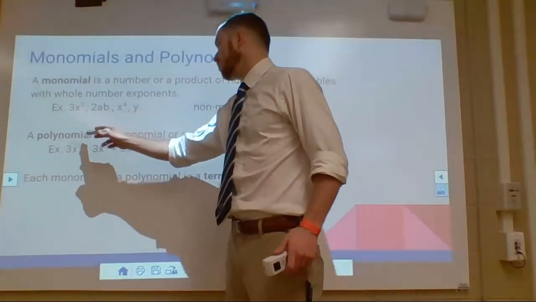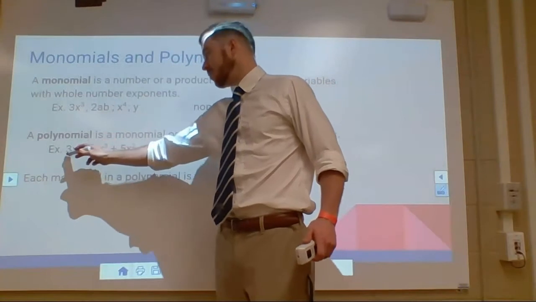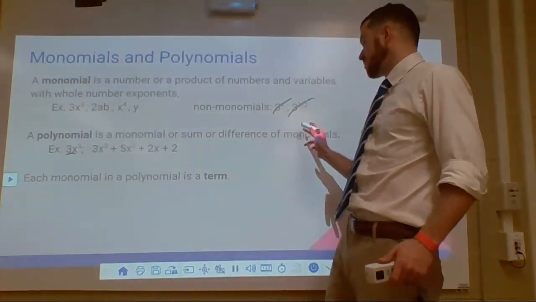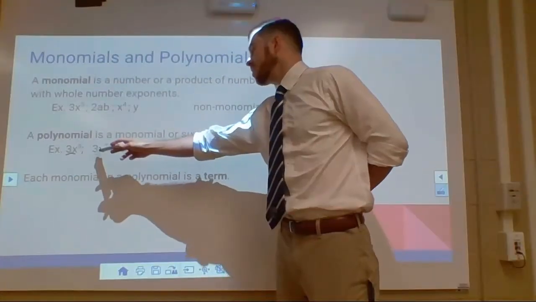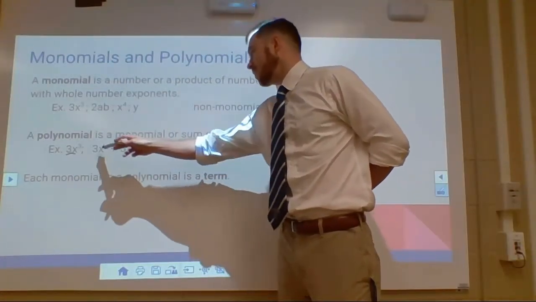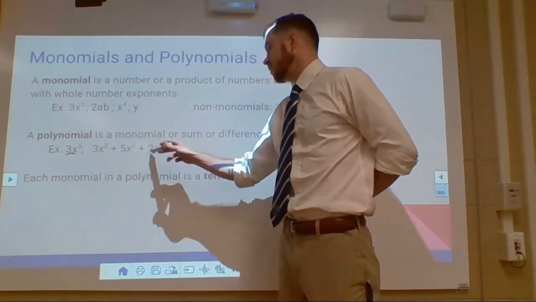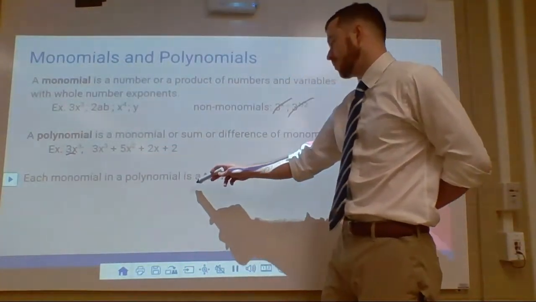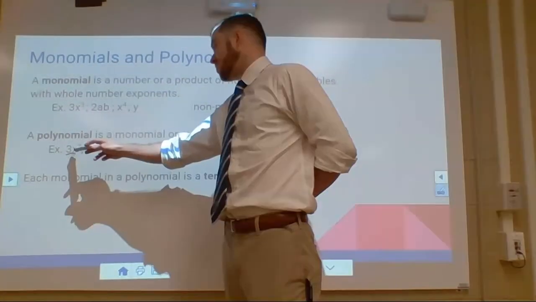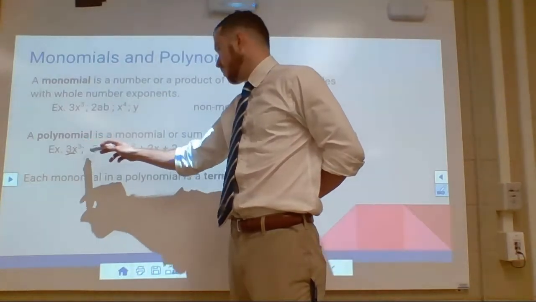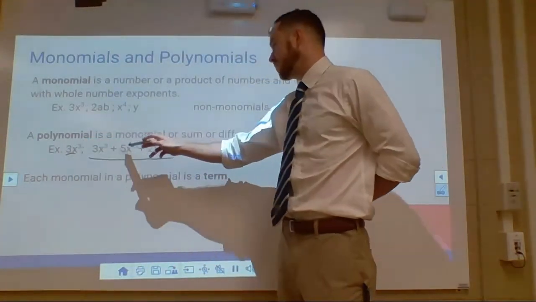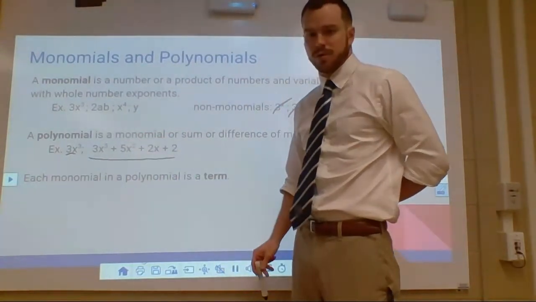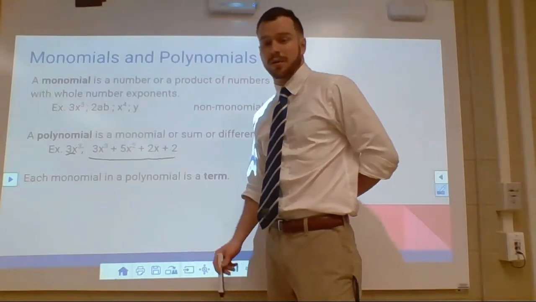Now a polynomial is a monomial. So for example, 3x cubed, that's a monomial. Or it's a sum or difference of monomials. So we have a sum of monomials here: 3x cubed plus 5x squared plus 2x plus 2. So each monomial in a polynomial is a term. 3x cubed, that's just one term. But here we have 3x cubed plus 5x squared plus 2x plus 2. Well, that's 1, 2, 3, 4 terms. So that's a 4-term polynomial.